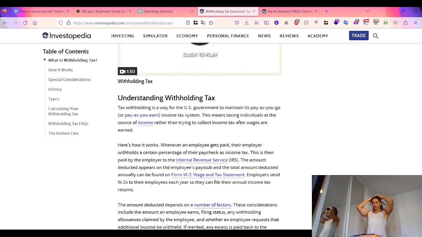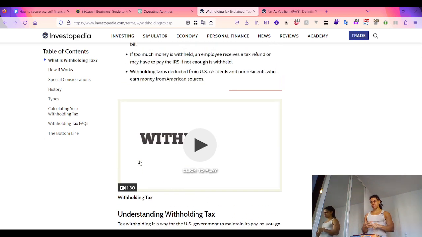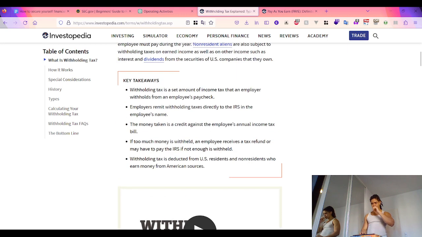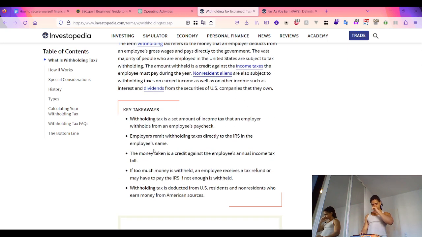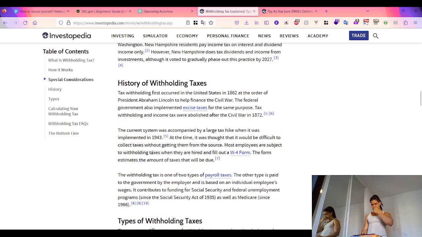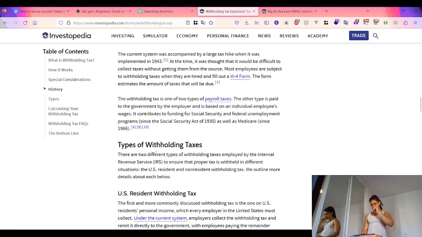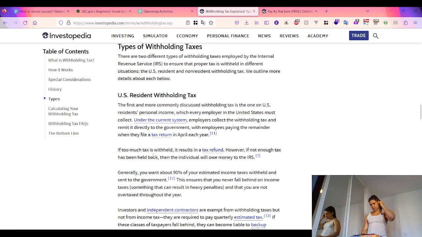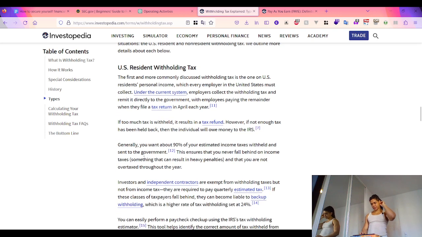And I'm assuming that this withholding tax is part of income taxes. Types of withholding taxes. U.S. resident withholding taxes.